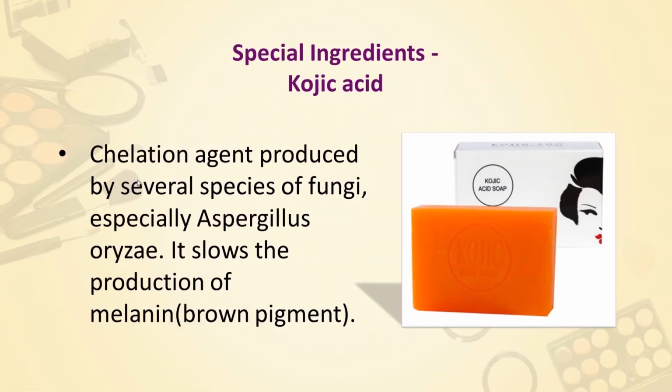Kojic acid is a specialized ingredient, a chelation agent produced by several species of fungi, especially Aspergillus aureus. This is the species of fungi which is used in the formulation of kojic acid, and it slows the production of melanin, the brown pigment present in the skin, and it works similarly to hydroquinone.